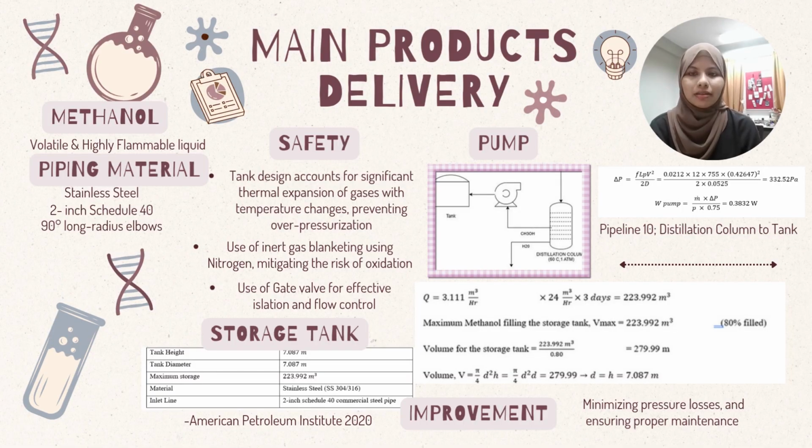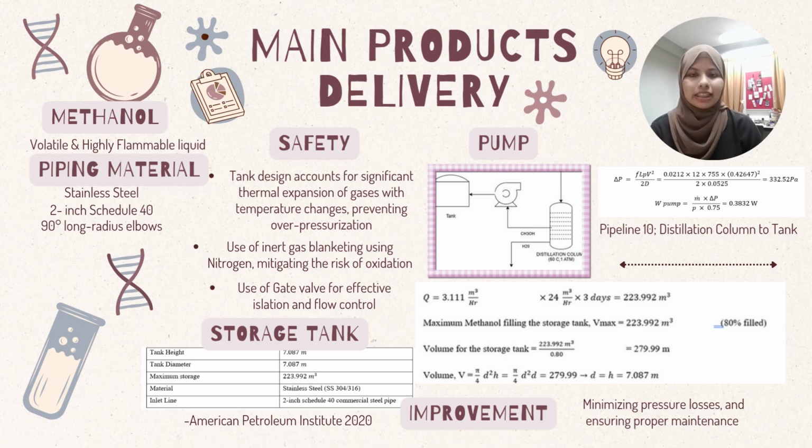Since we are using methanol, which is a volatile and highly flammable liquid, we choose to use stainless steel for our piping material, and the other details include the 2-inch Schedule 40 and 90-degree long radius elbows. Basically, we choose stainless steel because it is known for its ability to withstand high operating pressure, as we use 80 bar here, and at the same time it is excellent for chemical and corrosion resistance, as it is very good for handling the gas mixture that contains corrosive components such as carbon dioxide.